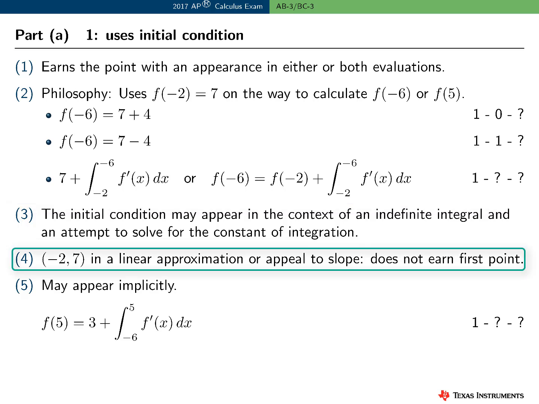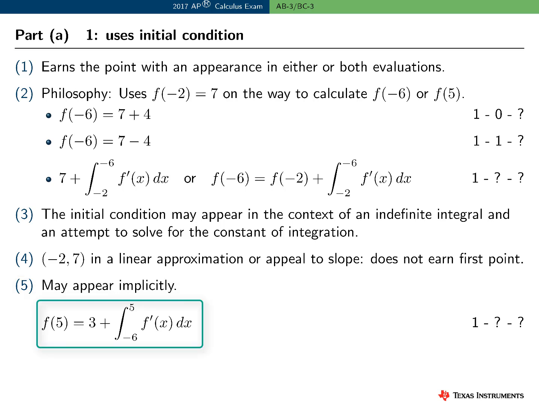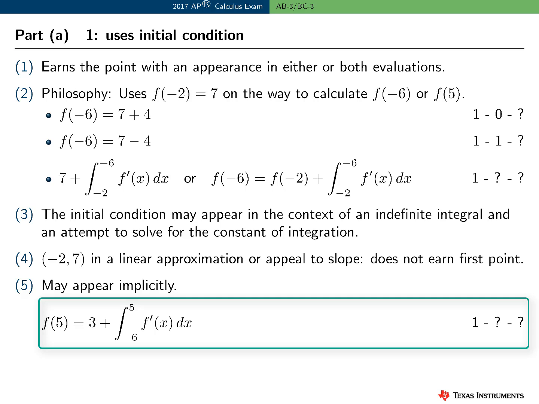If the student uses the point minus 2, 7 in some kind of linear approximation or an appeal to slope, they don't earn the first point. And it's possible for the student to earn the first point by using the initial condition implicitly. If this were the only expression on the page for part A, the student has used the initial condition to actually find the value of f of minus 6 to come up with this value 3. So if this were the only expression on the page, the student would earn the first point.